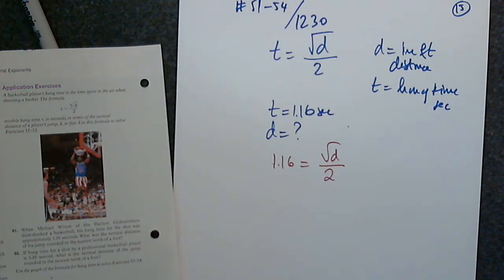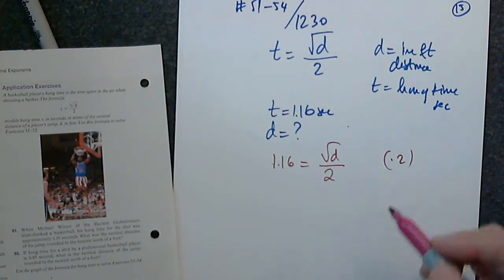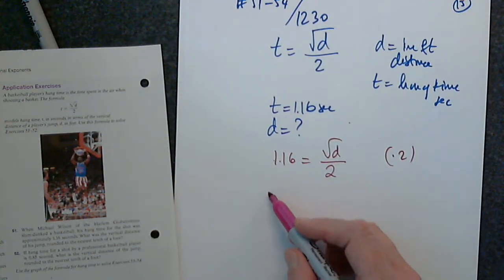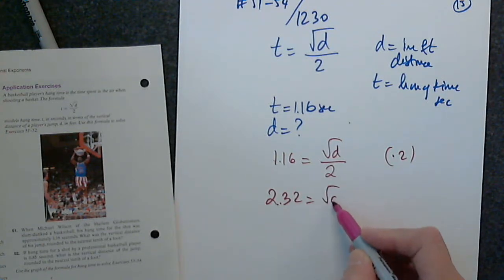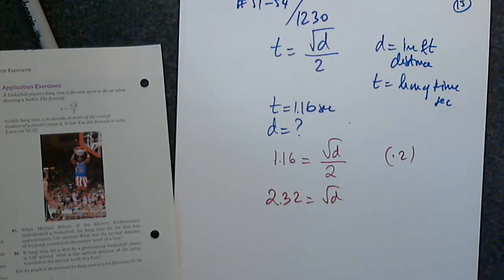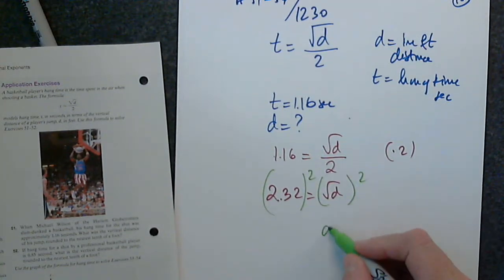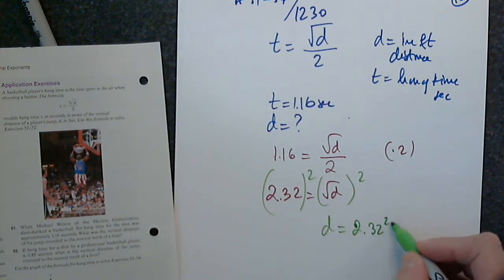This is a radical function. It has a square root in it. What do you think we should do first? I would multiply both sides by 2. I don't like squaring fractions that much. It's not a mistake. You can go ahead and square if you want to. But first I would like to clear the fractions, multiplying both sides by 2. And I have 2.32 equal to the square root of D, which makes it somewhat more convenient to work with. And now I have to square. So then D is nothing else but 2.32 squared.